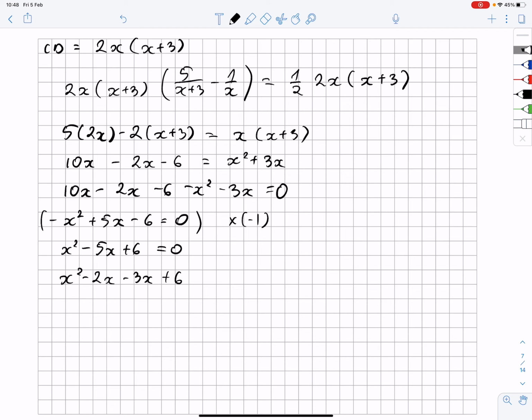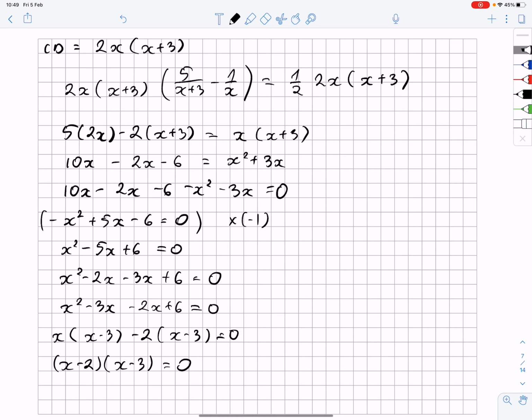So that helps me with putting it into groups. x squared minus 3x, minus 2x plus 6. And now I can continue with my factorization. x times x minus 3, minus 2 times x minus 3, which leaves me with x minus 2 as my first factor, x minus 3 as my second factor, all that equal to 0.